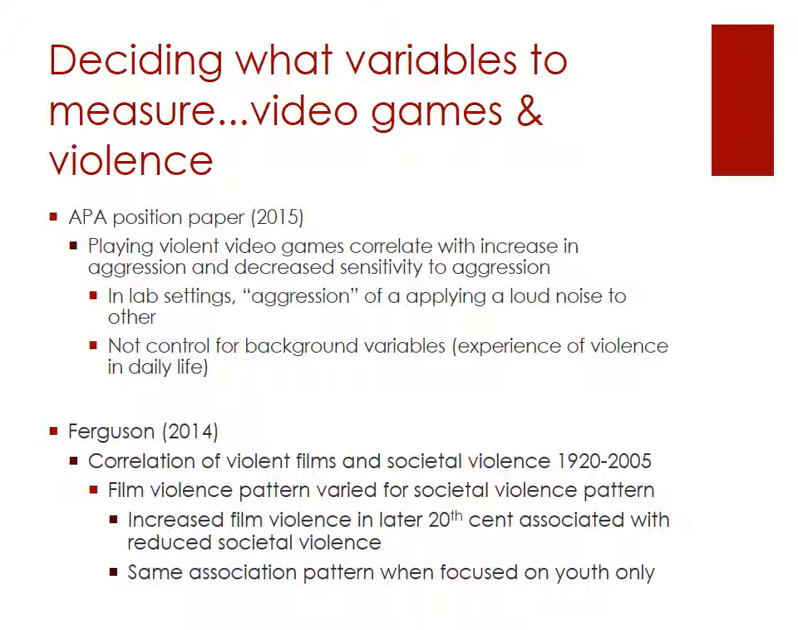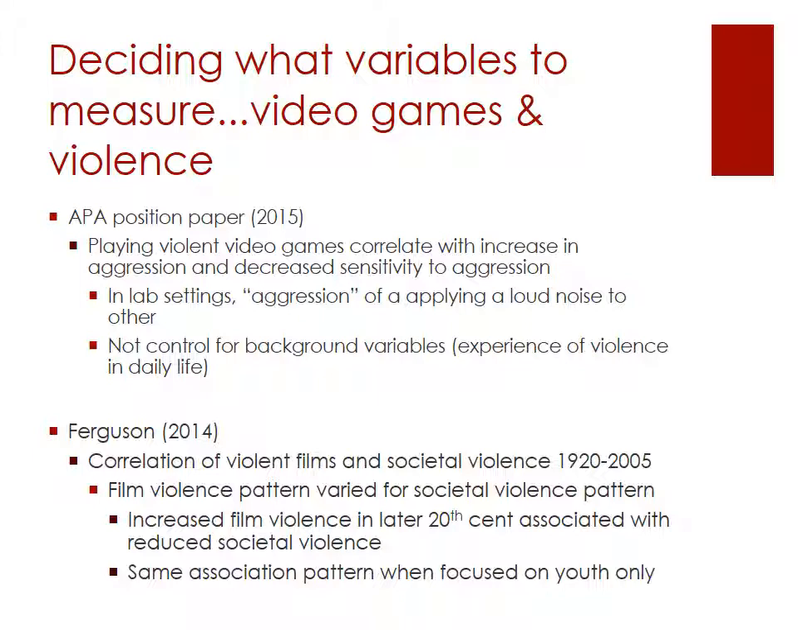Interestingly, as violence is becoming greater both in frequency and severity in films, the rates of societal violence are going down. So keep in mind that when you're working with correlational data, you always still need to pay attention to the data that you're collecting, what background variables you're controlling for, and what specific things you're interested in. So again, looking at these lab settings, we would question whether or not applying a loud noise is really the kind of aggression that we're concerned with. Right? Or are we really looking at violent crimes?